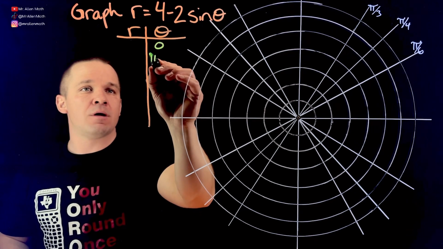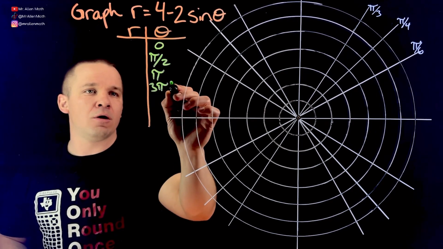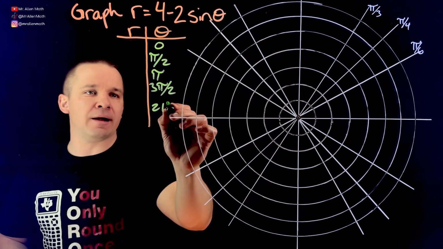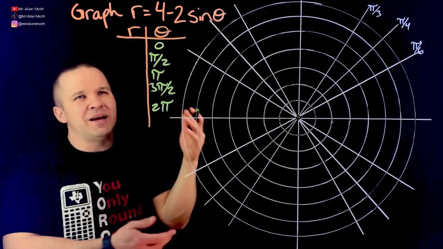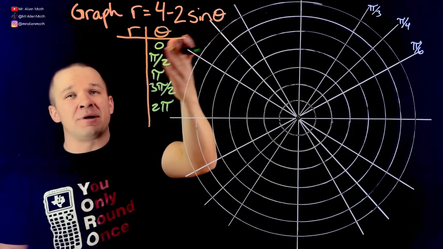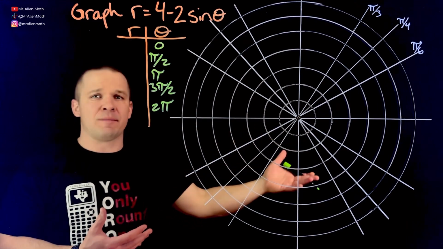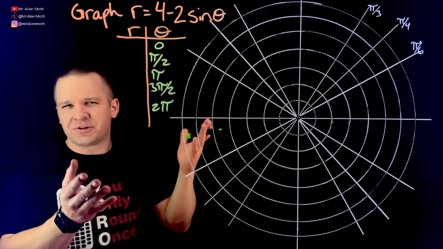So 0, pi over 2, pi, 3 pi over 2, and then 2 pi. You don't have to have the 2 pi. I like it to just go all the way around, but whatever. Anywho, I'm going to plug 0 in for theta. I'm going to evaluate it like in a rectangular situation where I plug in my x, I get my y. It's just kind of reversed here on the T-chart.